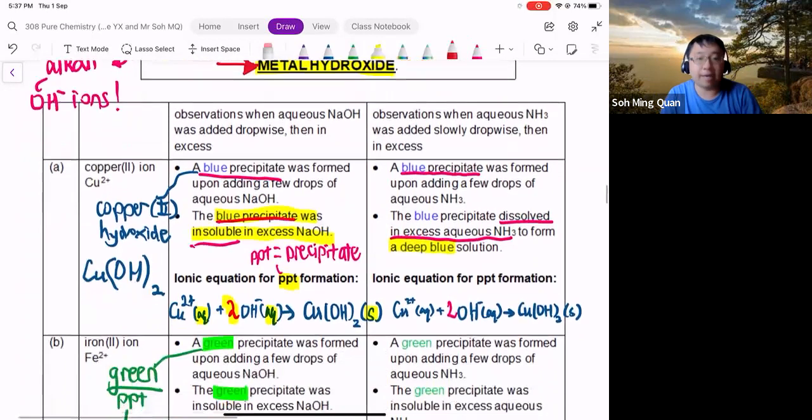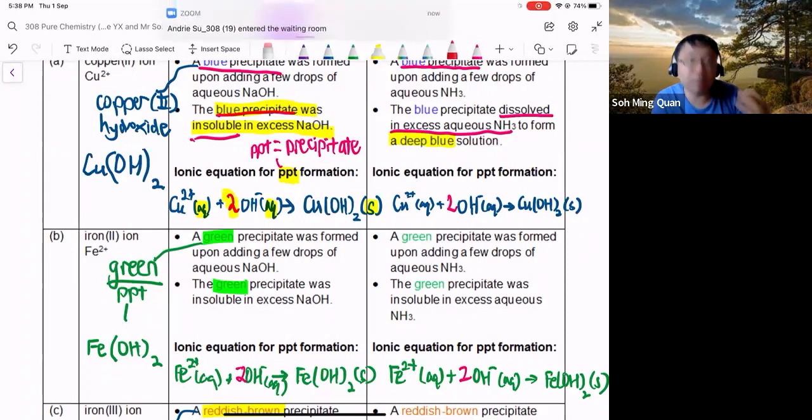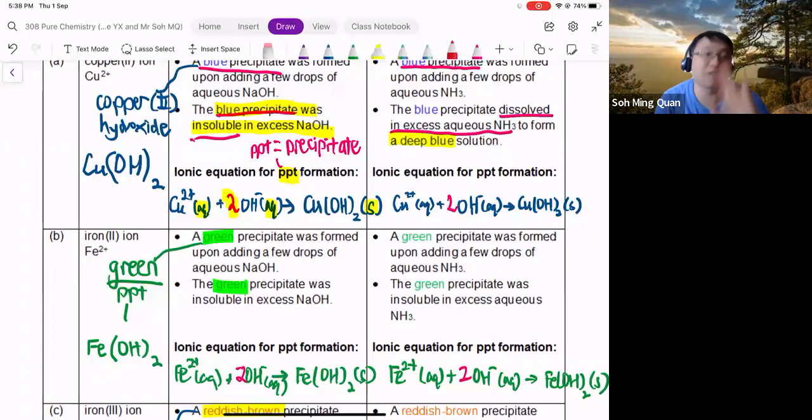All right. Next, Fe2+. The color associated with Fe2+ is green. So when you add NaOH or aqueous ammonia to it, you form a green precipitate. This green precipitate is iron 2 hydroxide. The 2 is important because iron has multiple ions that it can form. So iron 2 is just one type of iron ion. Okay, so the green precipitate is iron 2 hydroxide, and the iron 2 hydroxide precipitate is insoluble in excess NaOH and aqueous ammonia.